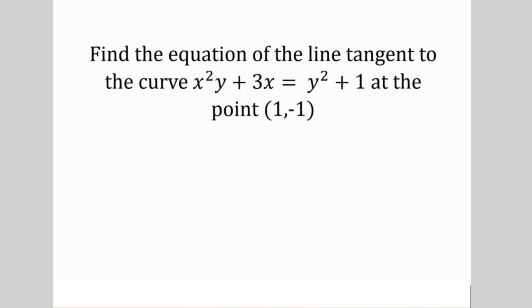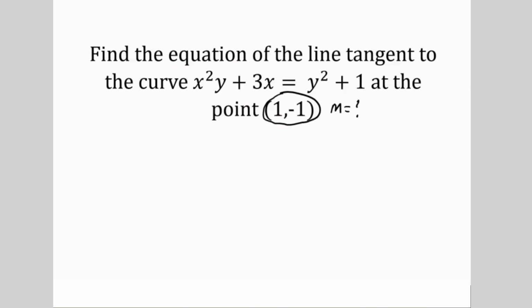All right, let's find the equation of the line tangent to the curve x squared y plus 3x equals y squared plus 1 at the point (1, negative 1). To create a tangent line, I need a point and I need a slope. So I'm going to need the derivative here to get the slope. I'm going to do this with implicit differentiation, working left to right.